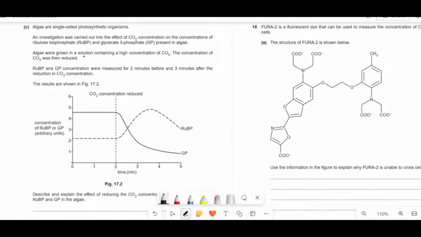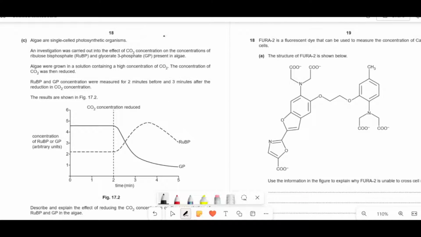So algae are single-celled photosynthetic organisms. An investigation was carried out to see the effect of CO2 on the concentrations of ribulose bisphosphate and glycerate phosphate. So your independent variable is what? We're changing CO2 concentration, and your dependent variables, there are two of them, are RuBP and GP. It's always good to think that in your head.